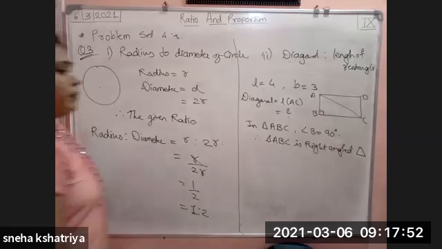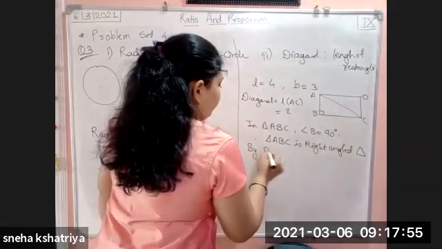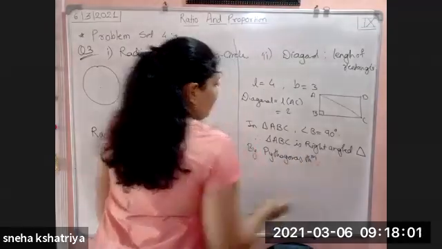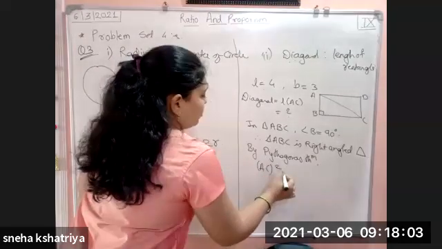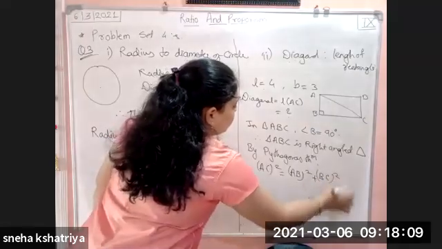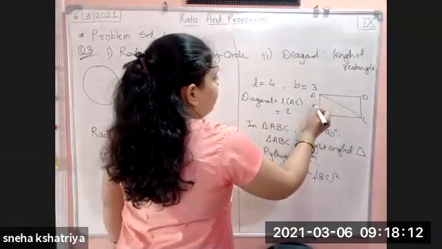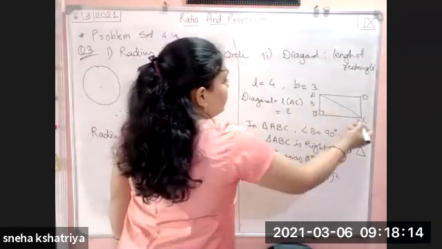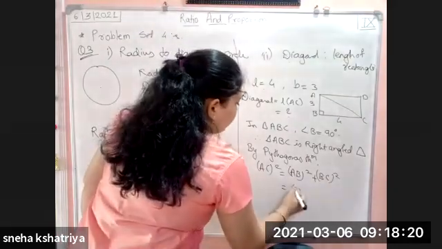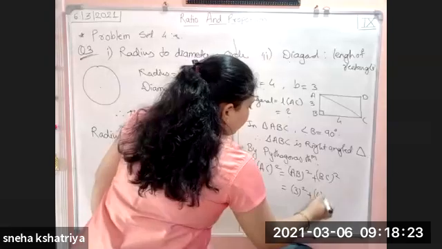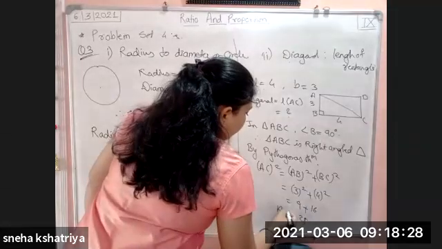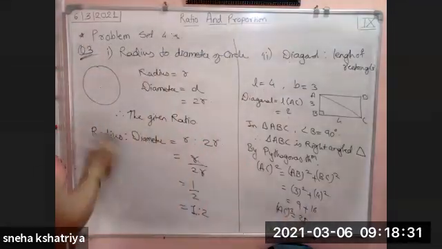Now, if ABC is a right angle triangle, then by using the Pythagoras theorem, we can find the value of AC. By the Pythagoras theorem, we have AC square is equal to AB square plus BC square. Now this AB is your width, this is 3. BC is your length, that is 4. Put the values: 3 square plus 4 square. 3 square is 9 and 4 square is 16. This is 25. You get the value of AC square is equal to 25.